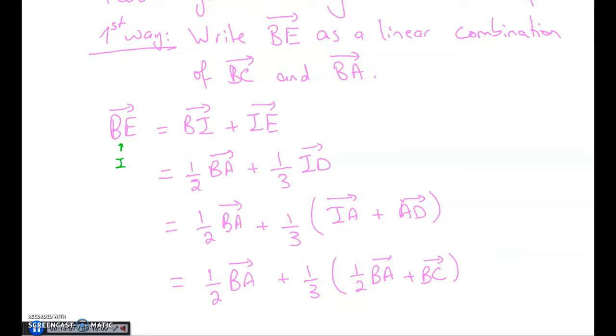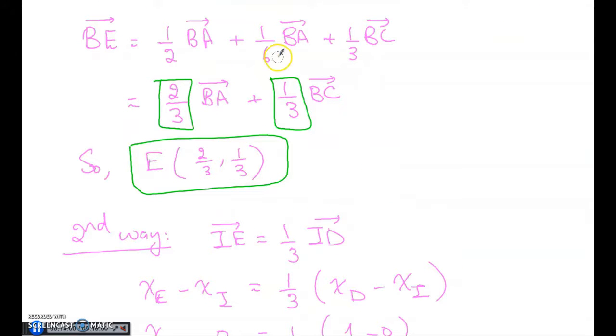Expand now, you get half BA plus 1 over 6 BA plus 1 over 3 BC, which is 2 over 3 BA. When you add these two, you get 2 over 3 BA plus 1 over 3 BC. So we were able to write BE as a number times BA plus a number times BC. These numbers are the coordinates of point E.